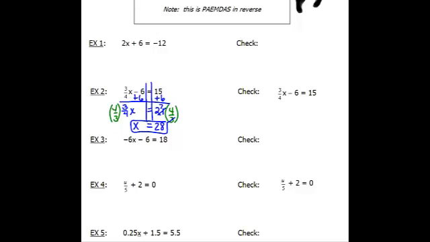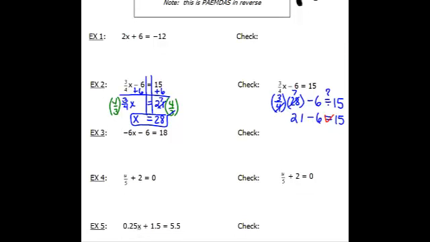I'm going to plug in 28 into the original equation, multiply that by 3/4, subtract 6, and ask the question, does it equal 15? 4 goes into 28 7 times. 21 minus 6. Does that equal 15? Sure, it does.